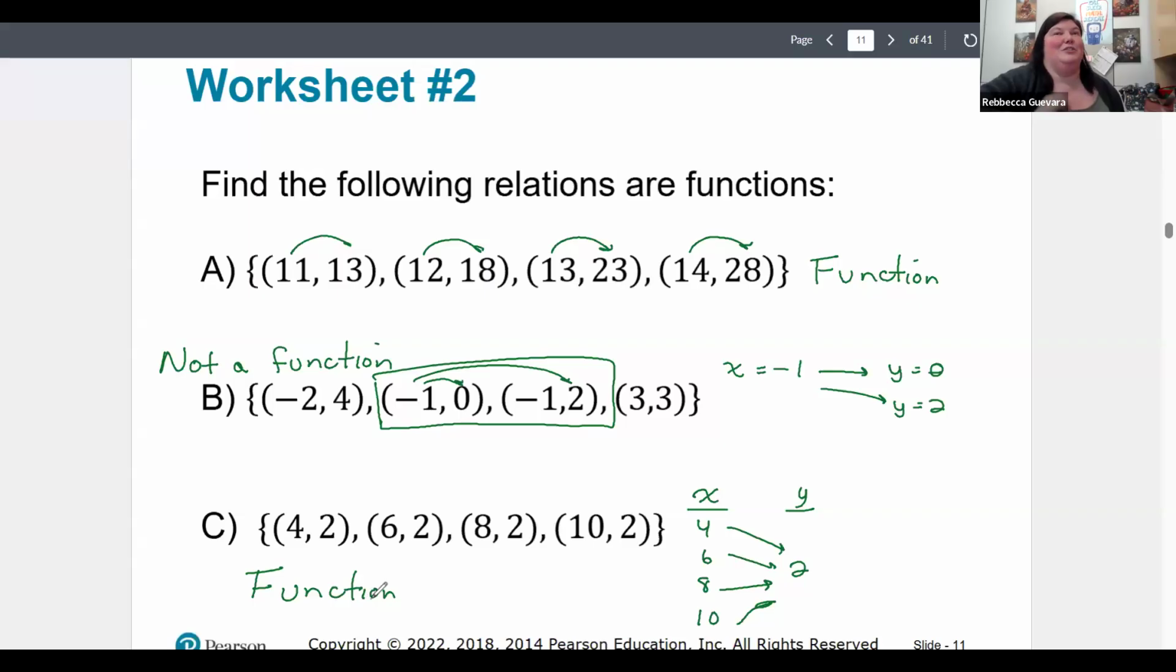So what I've heard a lot of students say to help them with this is that if your x duplicates, like we have here, -1, -1 for my x, when your x duplicates, in these cases, that is when we don't have a function.